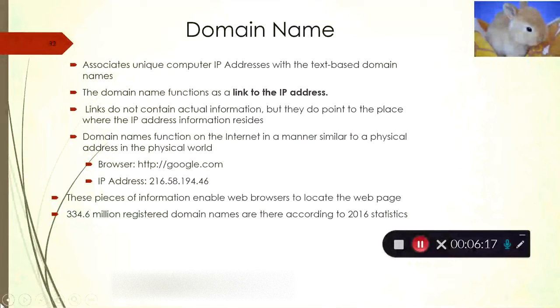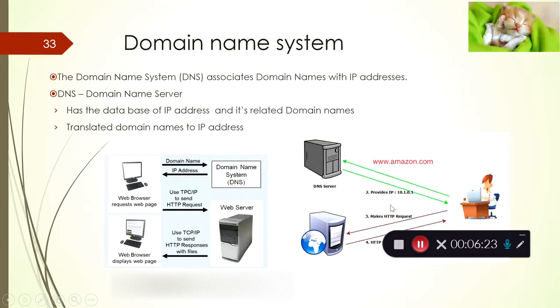Okay, so 334 million registered domain names exist according to 2016 statistics. So now you know what a domain name is and what an IP address is. Let's see the workflow, how it works.